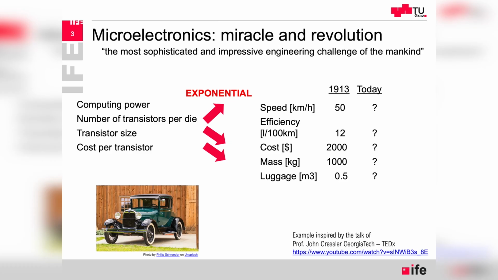If we would like to trace such a trend for automotive, let's take this Ford from the 1920s, sorry, 1913 it is, this picture is from. So what would be the speed, the efficiency in liters per 100 kilometers, cost in dollars, mass, and the luggage space of the boot? Let's have a look at what it would be today if we could follow the same trend.